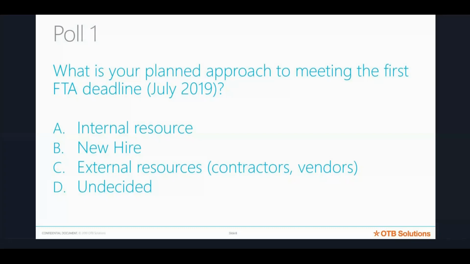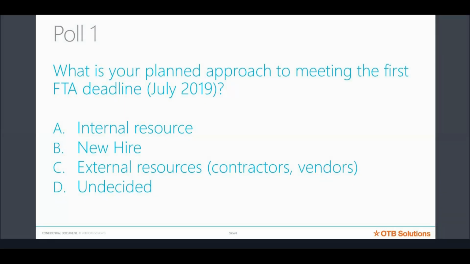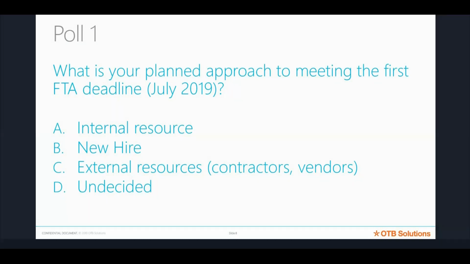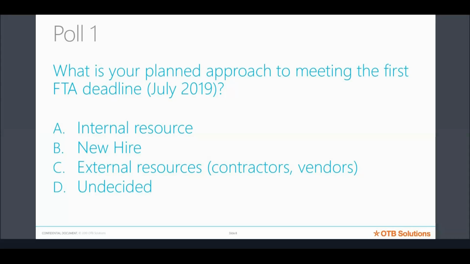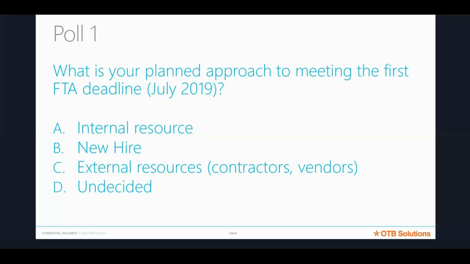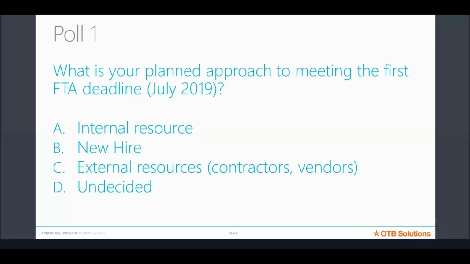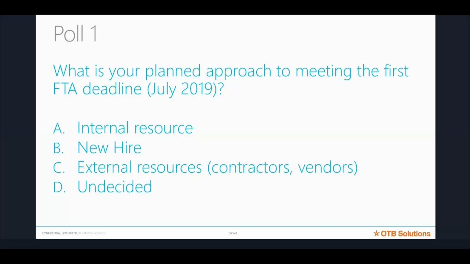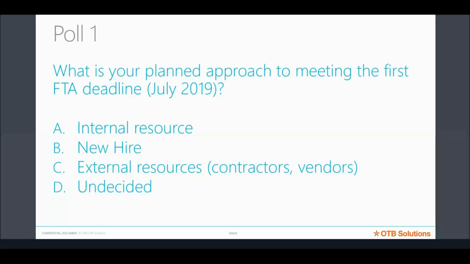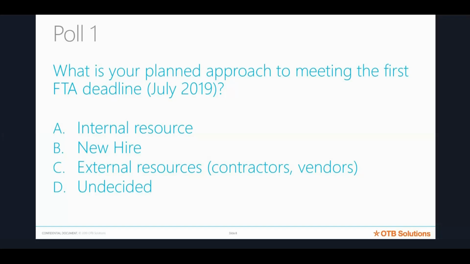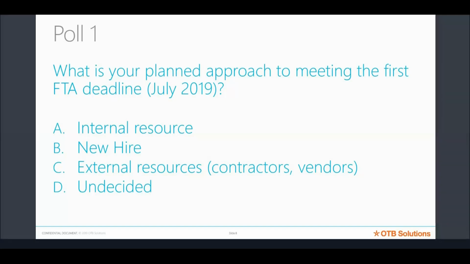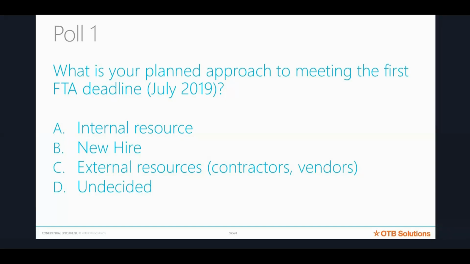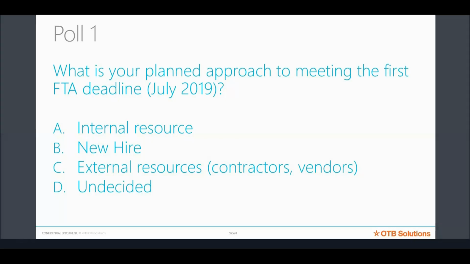Before I go on, I'm going to hand it over to Kristen, and she's going to ask a polling question. What is your planned approach to meeting the first FTA deadline in July 2019? Are you planning on using internal resources, new hires, external resources, meaning contractors or vendors, or are you undecided? Let's see what people have to say. We're getting some answers. It looks like most people are planning on using internal resources, with a few people undecided. That's about 70% planning on using internal resources.